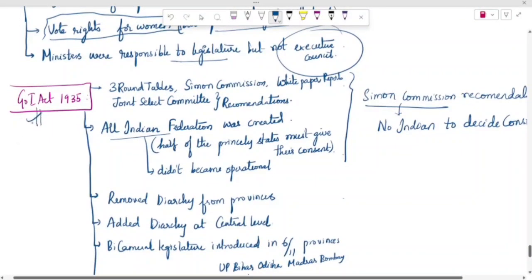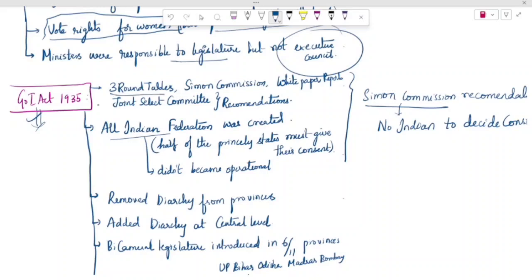So many of the provisions from this act were added into the Indian Constitution. The main background of this act was that the Simon Commission was constituted to recommend and review the previous acts and to bring constitutional governance in India. But the major thing that happened here is none of the Indians were there in the Simon Commission. So based upon the 3 roundtable conferences which happened before 1935, the Simon Commission recommendation, a white paper report, and joint select committee recommendations, Government of India Act 1935 was passed.